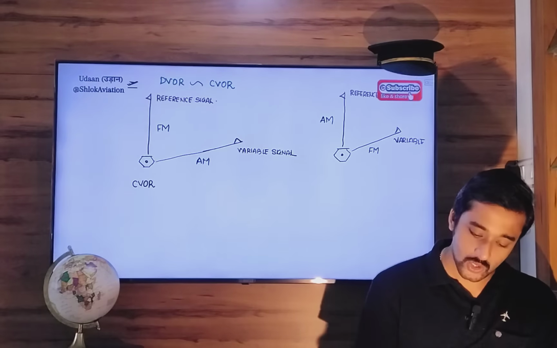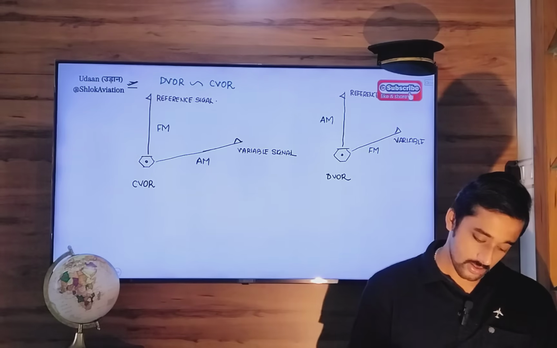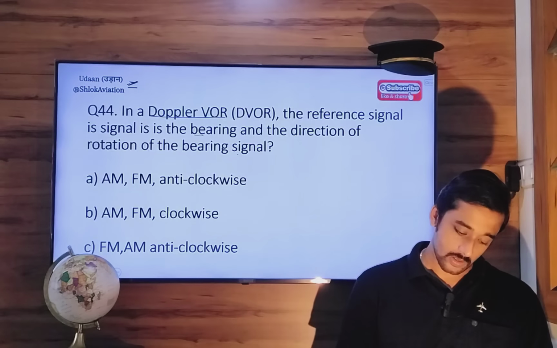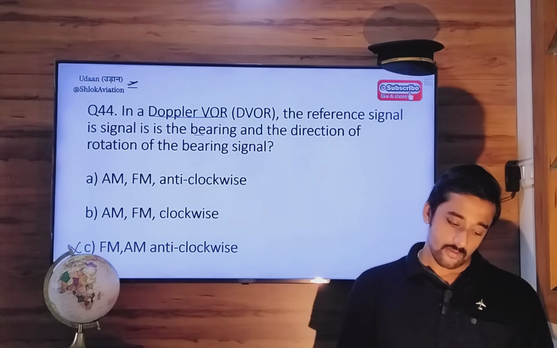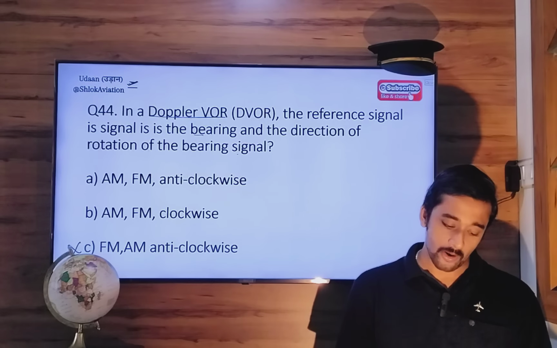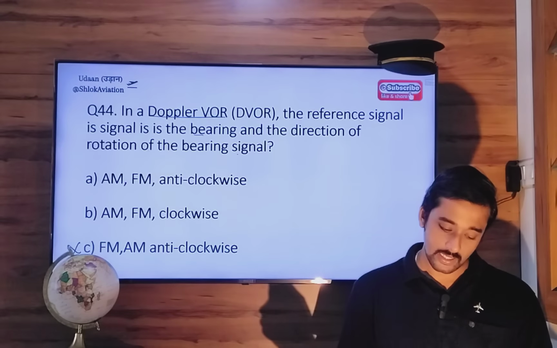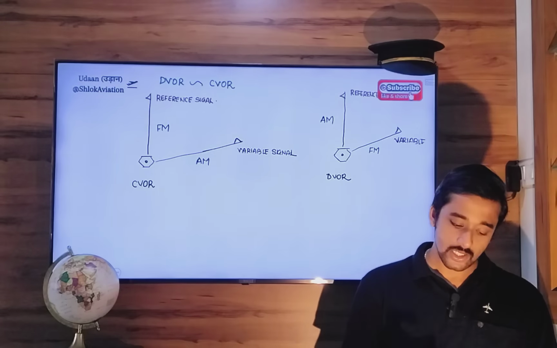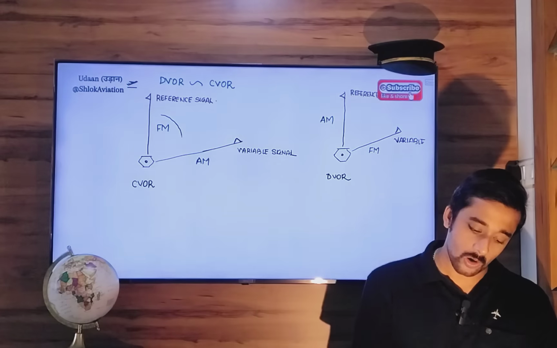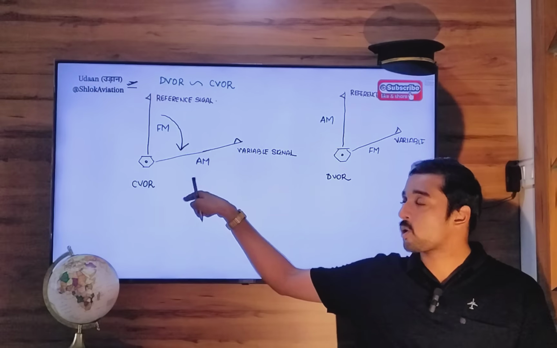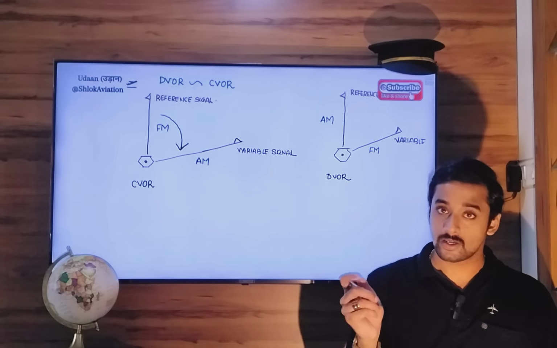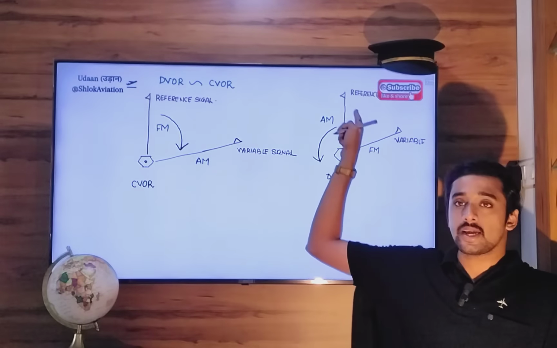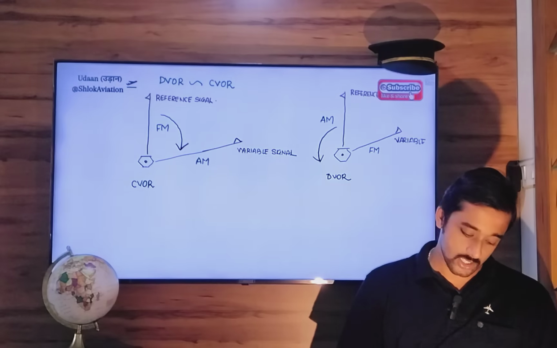So this happens in case of Doppler VOR. In Doppler VOR, the reference signal is amplitude modulated, so eliminate option Charlie. Variable signal is frequency modulated, and the direction of rotation is anti-clockwise. In case of conventional VOR, this variable signal will rotate clockwise. In case of Doppler VOR, this rotating signal will rotate anti-clockwise, a 360-degree turn in anti-clockwise or counterclockwise direction.